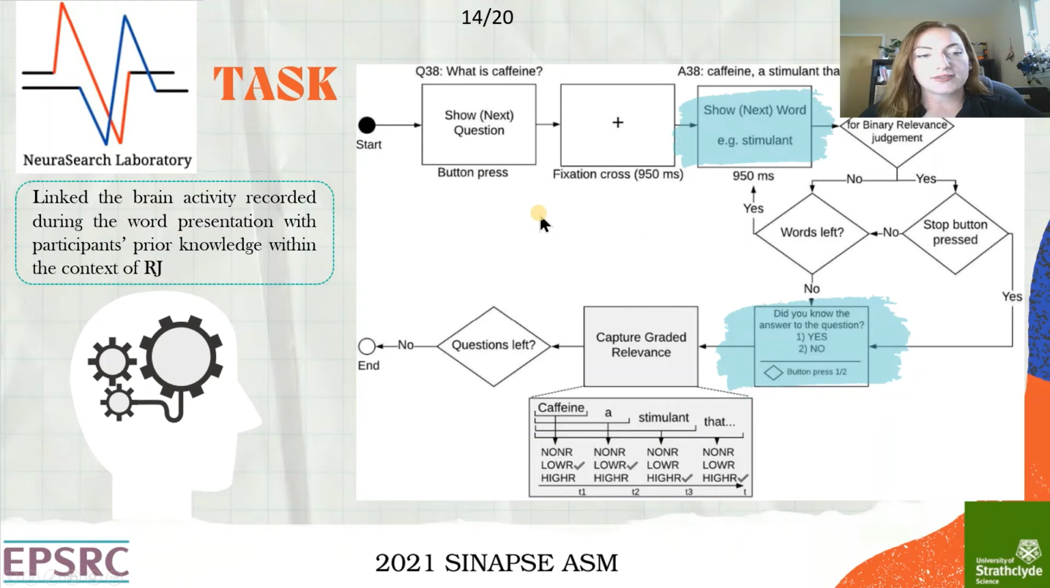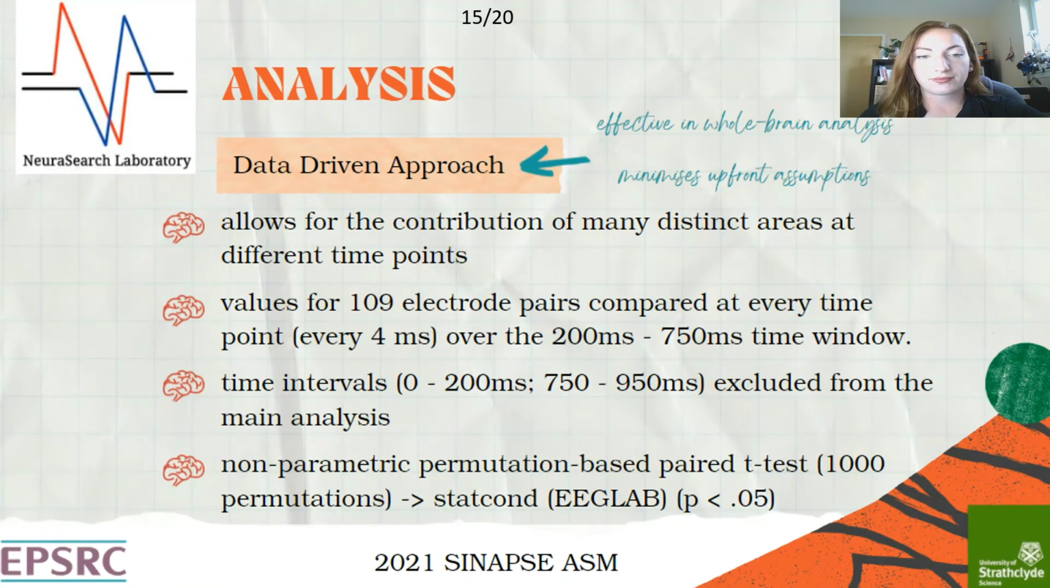We then link the brain activity recorded during the word presentation with participants' prior knowledge within the context of relevance judgment. We use a data-driven approach as it has been shown to be effective in a whole brain analysis, it minimizes upfront assumptions, and it also allows for the contribution of many distant areas at different time points.